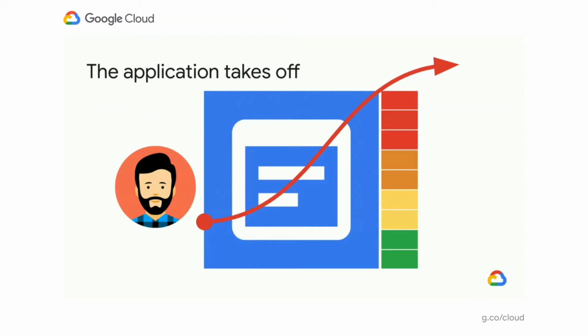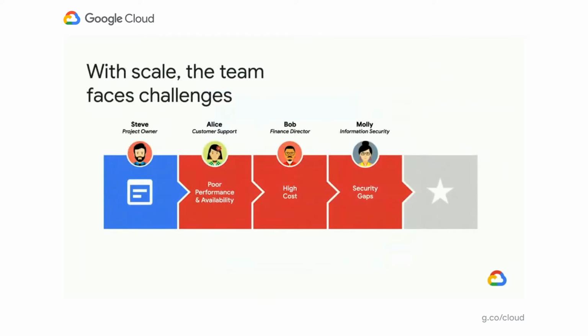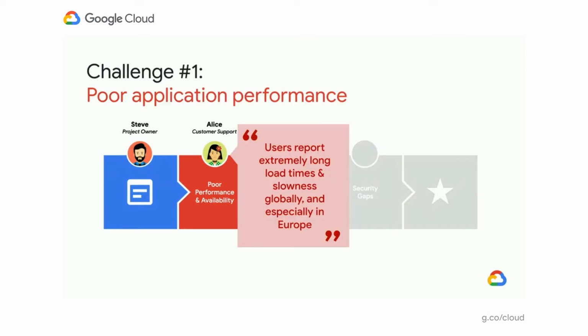So what Steve is witnessing is an exponential increase in the amount of traffic that is coming into his application, which is great. He's very happy that his application is becoming more and more popular. But then he's also concerned that he's probably not prepared to scale this, and scaling can be very hard. Steve and his colleagues from some of the other departments face a number of challenges, primarily around three areas: performance, cost, and security. Let's start with performance first.